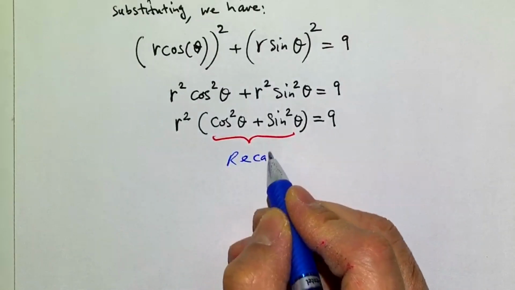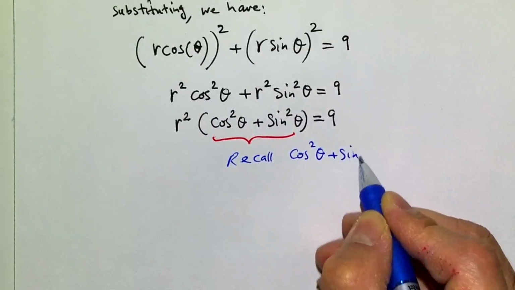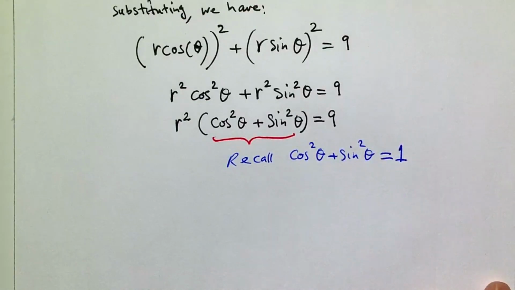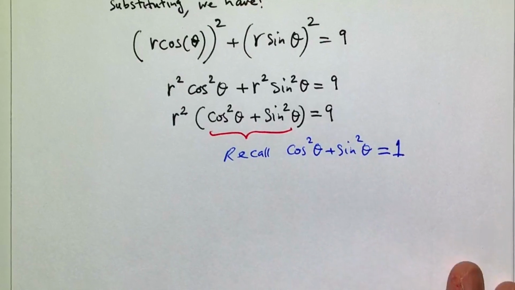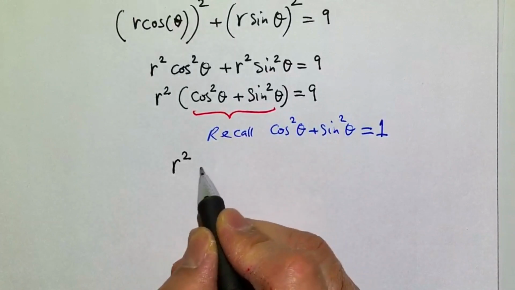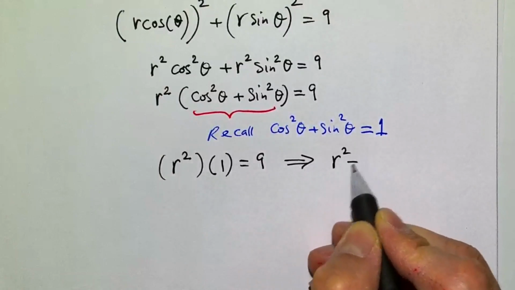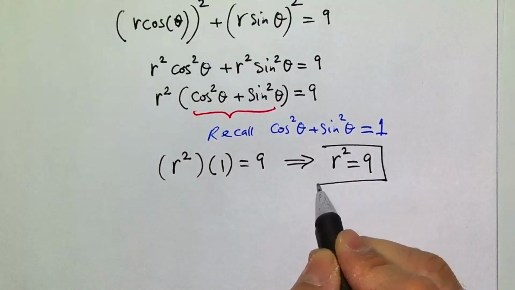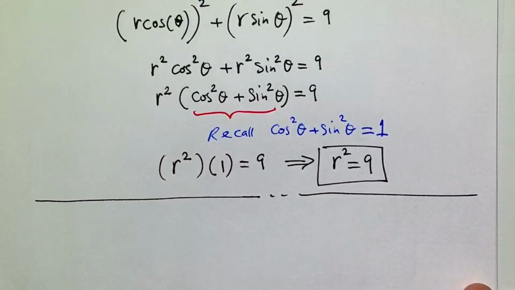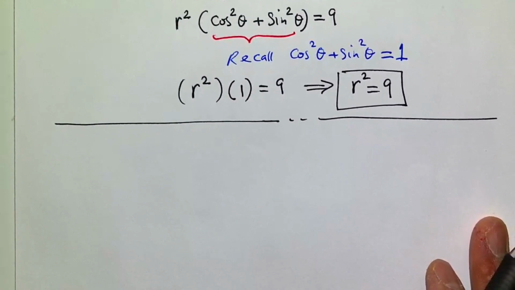So recall that cosine squared theta plus sine squared theta equals 1. Right? So let's substitute. r squared times 1 is equal to 9, which means r squared equals 9. Like this. Okay? I hope this agrees with the solution you had when you worked this out on the scratch paper.